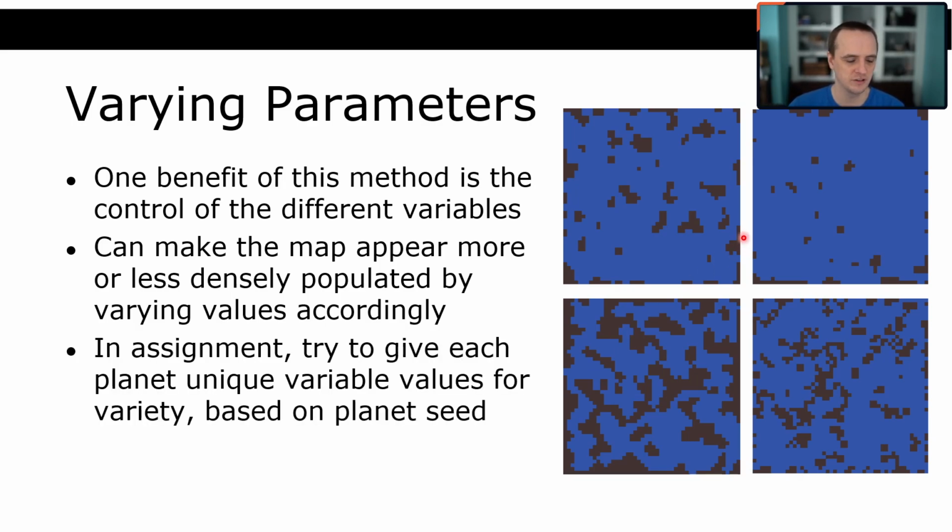So in the assignment, we're going to give each planet unique variables for variety based on the planet seed. And I know that I haven't talked about it, you're like, what planet? Well, I just wanted to put that in there so when you do get the assignment, you can refer back to this. So now we're going to show a demo of this being done, and it's a really cool demo.